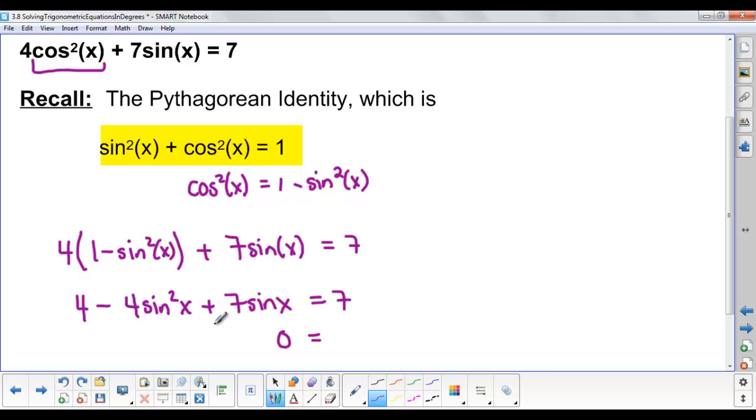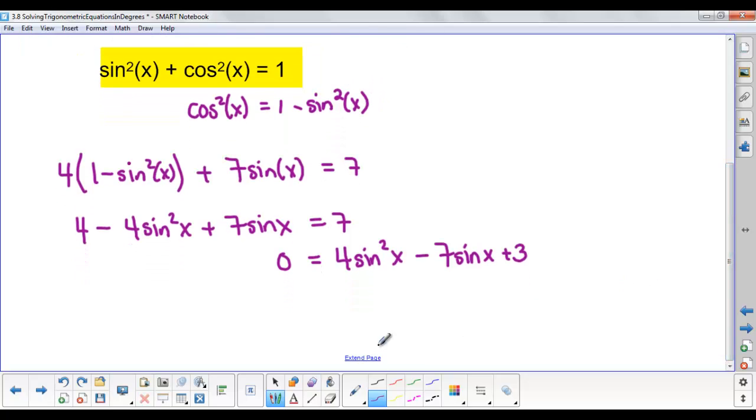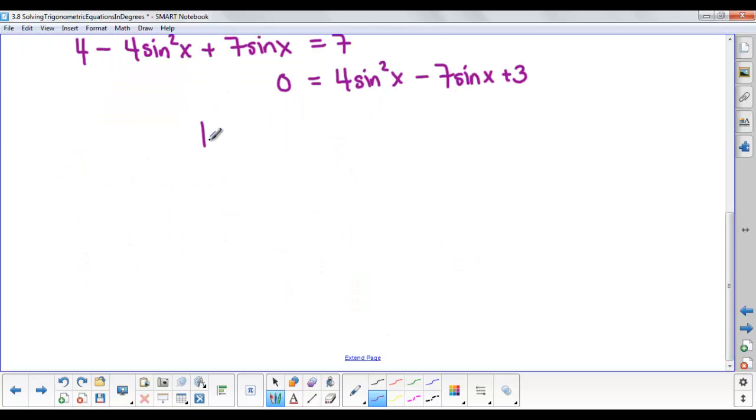So I'll move that 4 sine squared over first, and it becomes positive. I'll move the 7 sine x next. And we already had a 7 on this side, and I'm going to subtract this 4. So that's the equation that we're going to be working with. And again, if it's helpful for you, you can do the substitution and say let a equal sine x, so it looks more like a trinomial that we've worked with in the past.